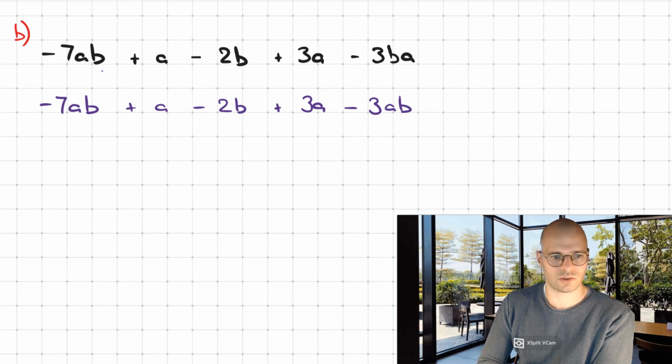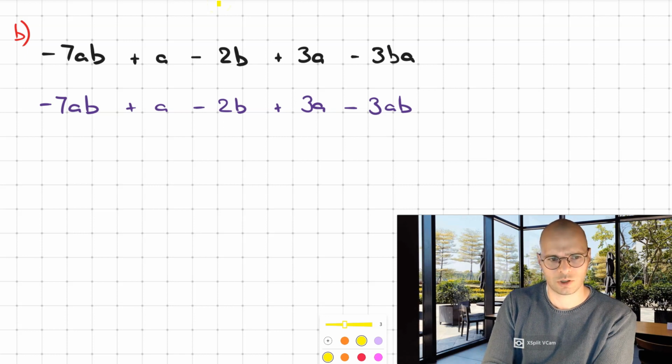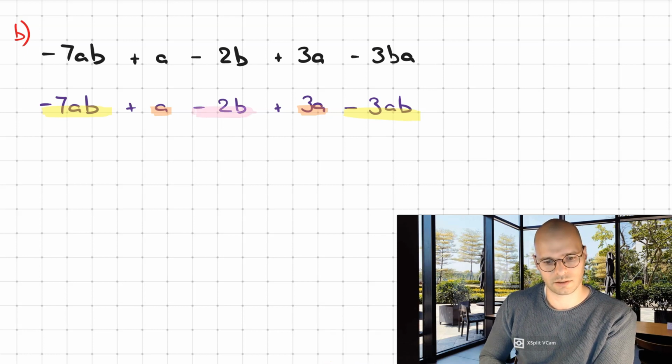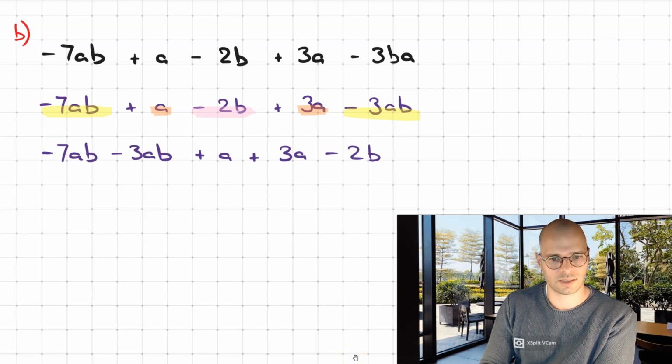Next, I'm going to identify like terms. Like terms being terms that have the same combination of variables. We have an ab here, we have an ab over here. We have an a over here, we have a's over here. And then finally, we have the b's. Okay, let's write them together. Done. Next, we're going to start summing the coefficients.